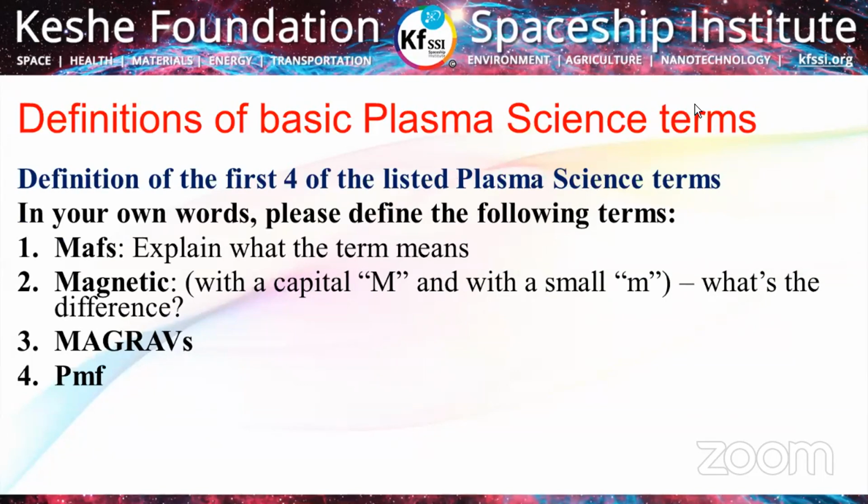So in your own words, to start with, please define the following terms: MAFs, and explain what the term means; magnetic, with a capital M and with a small m, and please let us know the difference in your own words; magravs and PMF. Please feel free to unmute and respond. Anyone can start. Thank you.